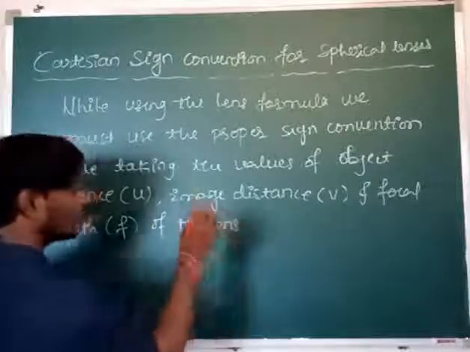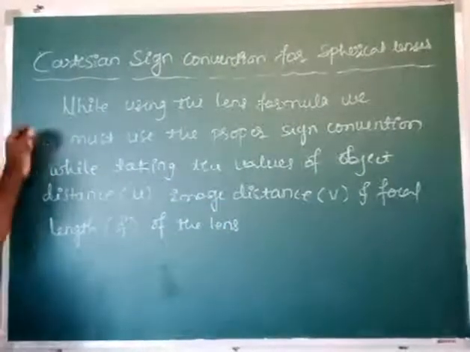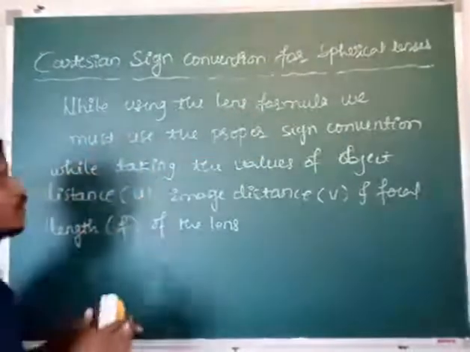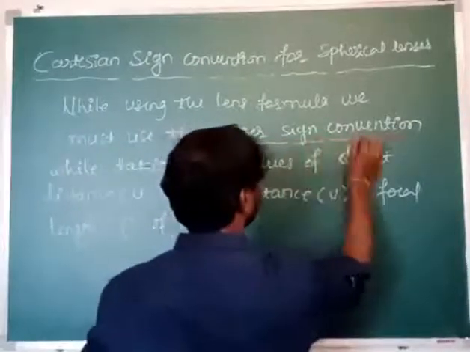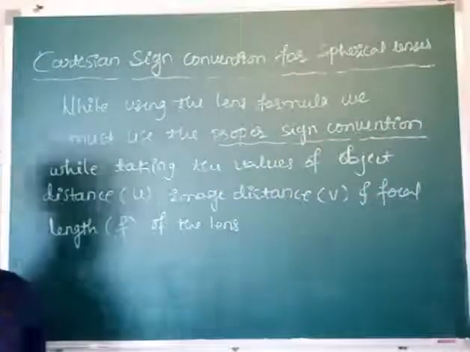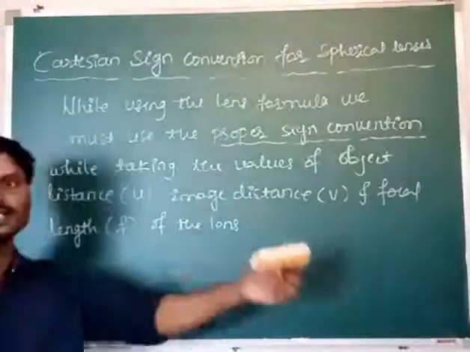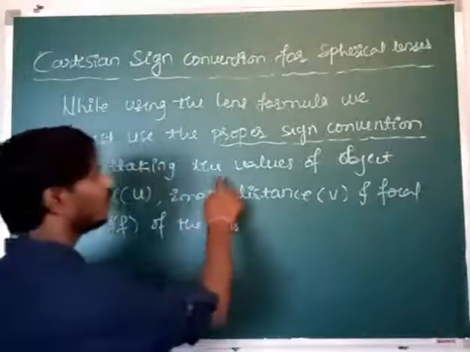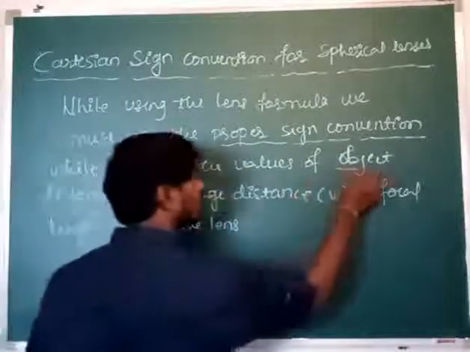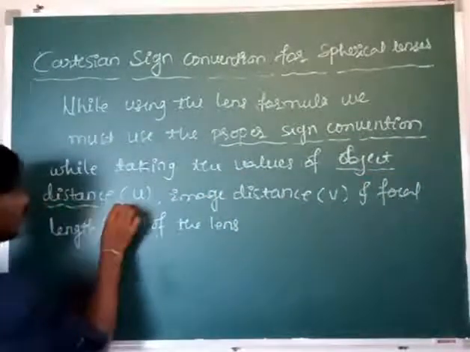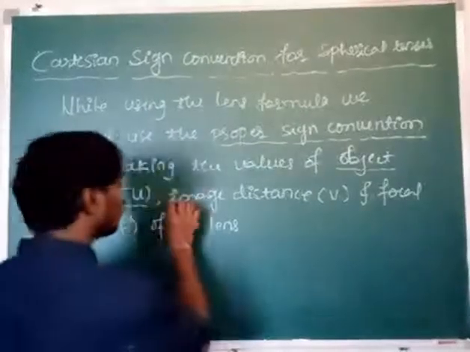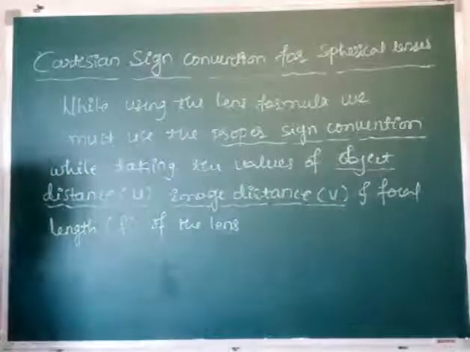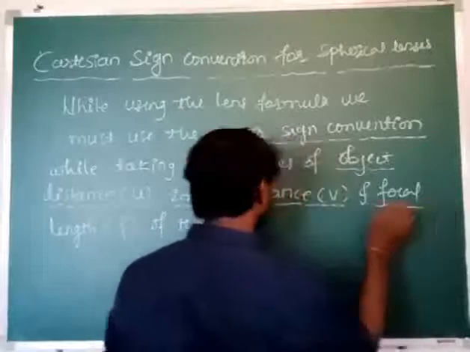Okay, listen here. So once again, what is the use of Cartesian sign convention? While using the lens formula, we must use the proper sign convention, whether the object distance is negative or positive, whether the image distance is positive or negative, or whether the focal length is positive or negative. Object distance means the distance of the object from the optical center of the lens. Image distance is the distance of the image from the optical center of the lens, and then the focal length of the lens.